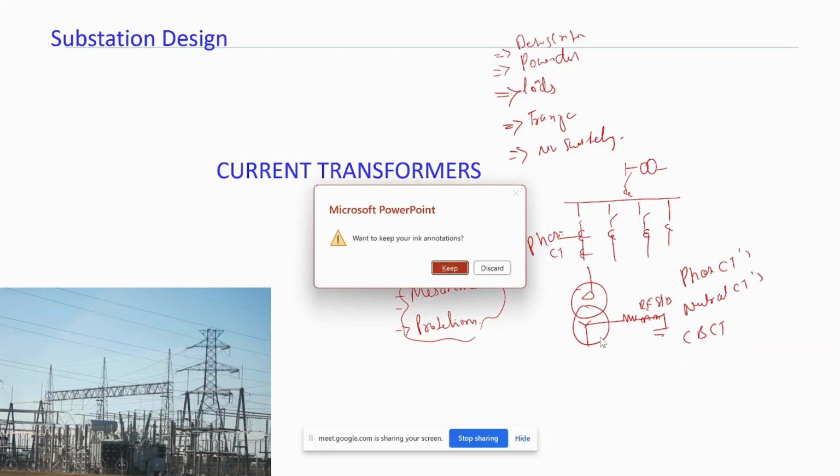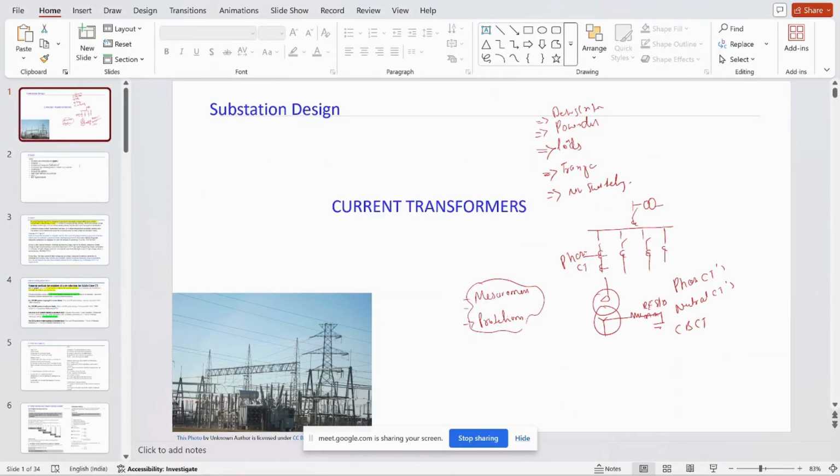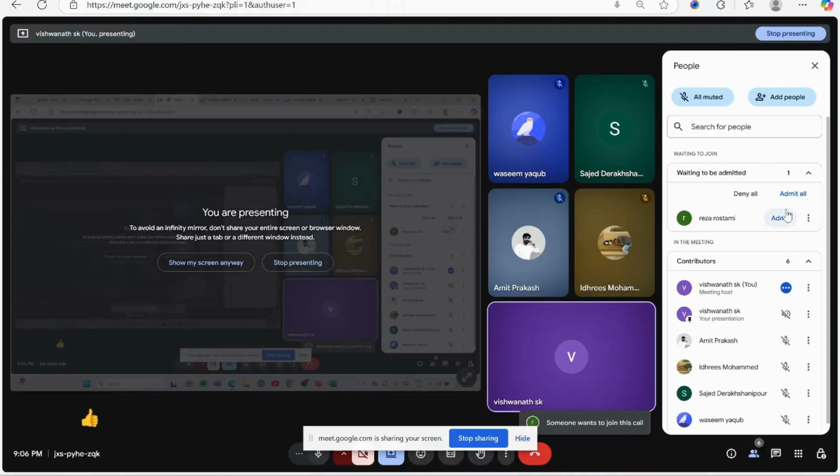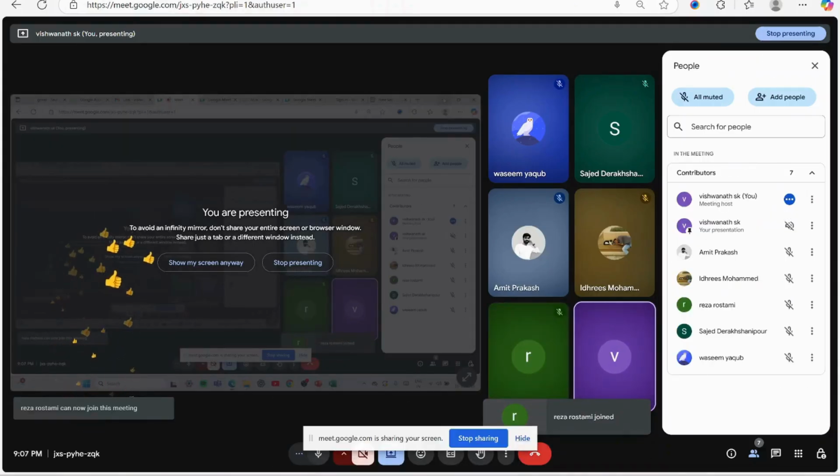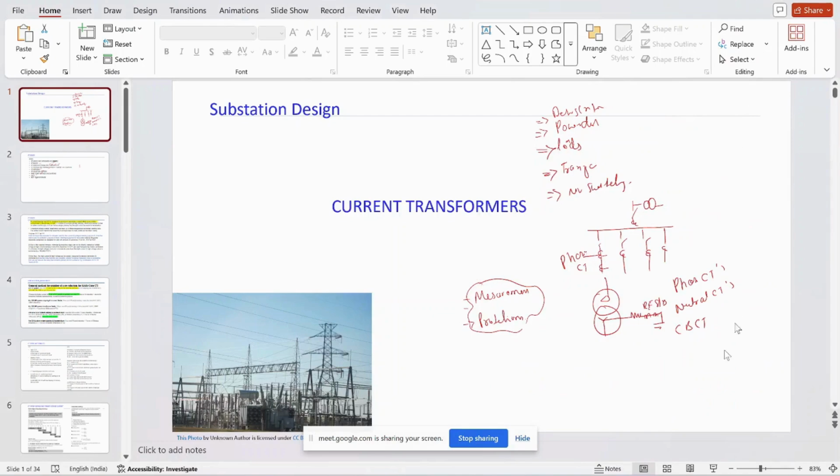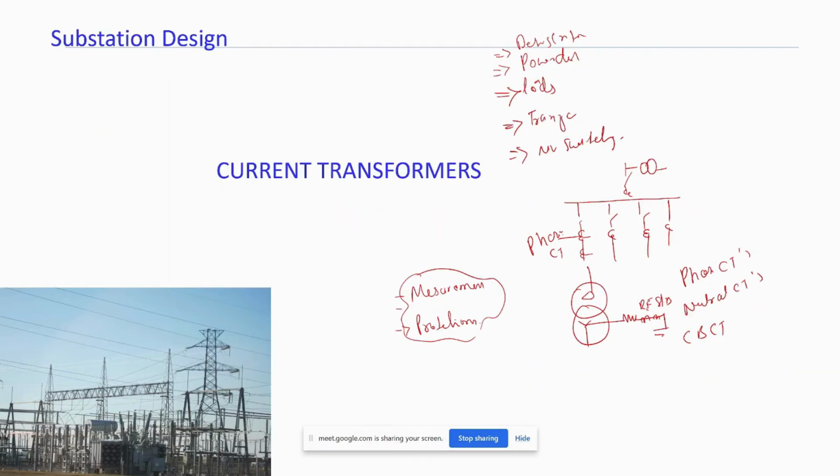Among the phase CTs, one is a measurement CT and another is a protection CT. In the protection CT we also have 5P10 or 5P20, and we have a PX class, which needs special core CTs. So three types of CTs come in here.